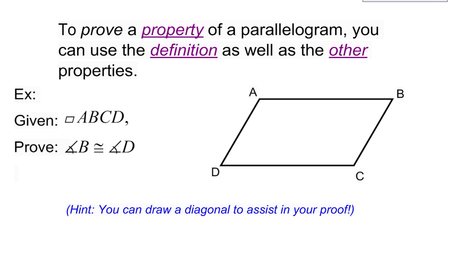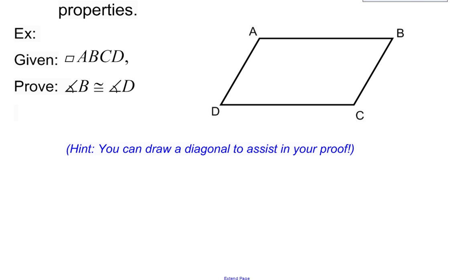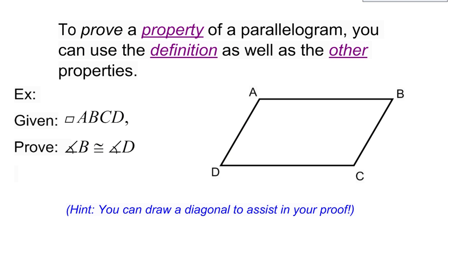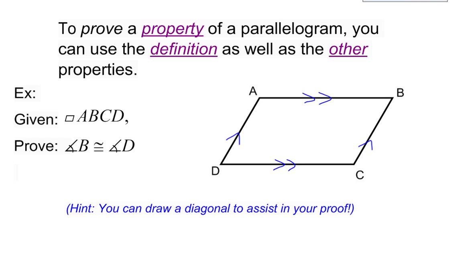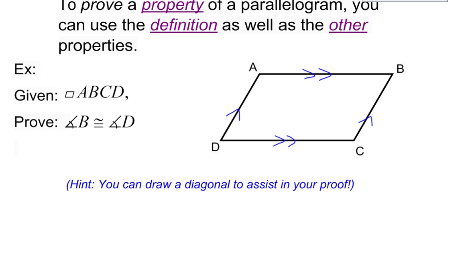Let's see what it says. It says, given parallelogram ABCD. If this is a parallelogram, what is the definition? The definition says that both pairs of opposite sides are parallel. So let's mark that down. AB is parallel to DC, and DA is parallel to CB. It says, prove that angle B is congruent to angle D. Prove that opposite angles of a parallelogram are congruent. They could have just as easily asked us to prove that angle A is congruent to angle C. It makes no difference. They can ask us either thing.